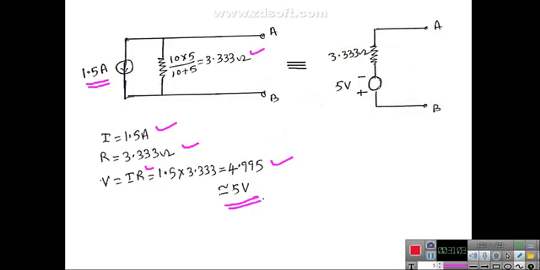If you want to convert this into a voltage source, the polarity depends upon this current. The current is flowing from higher potential, so the direction will be positive here and negative here. So the polarity is here. The direction of this source is downward, the same direction as that of the current. Also the resistance should be connected in series with this voltage source. So this is what is asked in the problem: a voltage source connected in series with the single resistance.